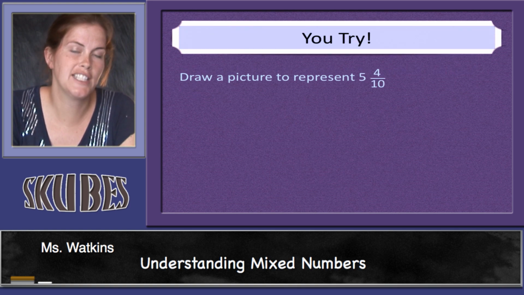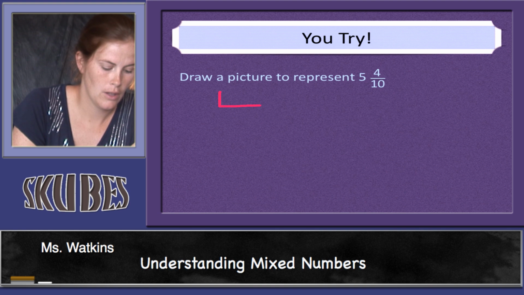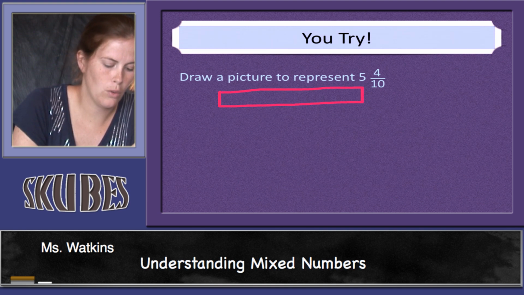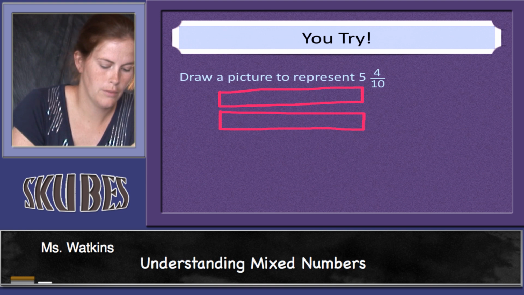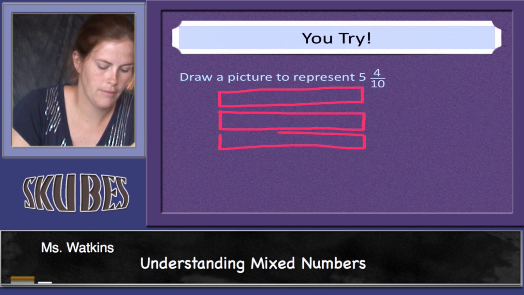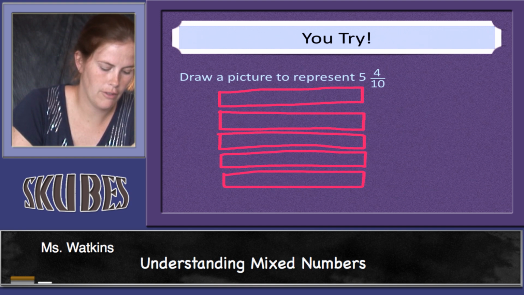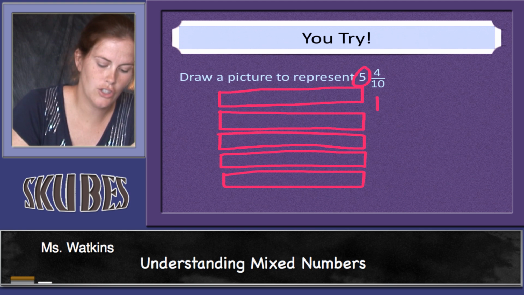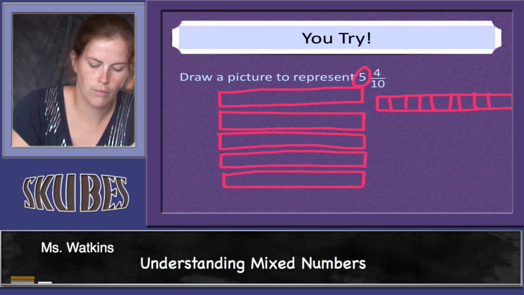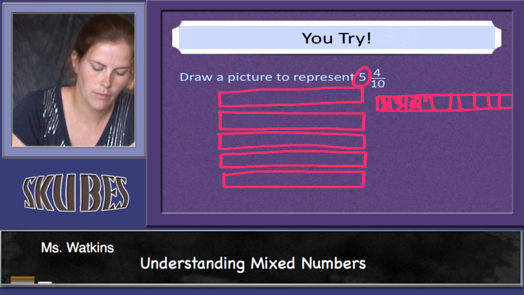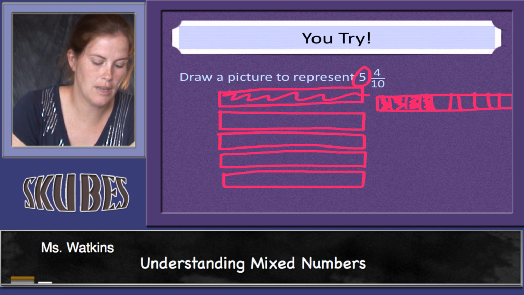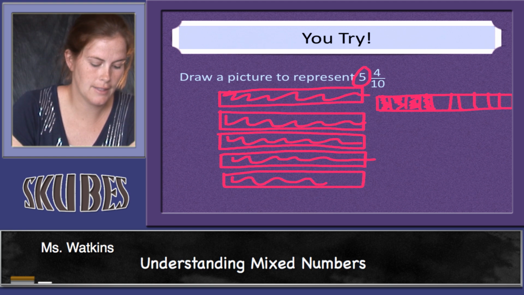Okay, now draw a picture to represent 5 4/10. Okay, we would have our wholes, 1, 2, 3, 4, 5. Okay, remember this is our whole number. And then we need to show our fraction, 4/10 of another one. So we'll shade in 4 of the 10 parts. Okay, and we know that all these are shaded in because these are wholes. So this picture shows 5 4/10.